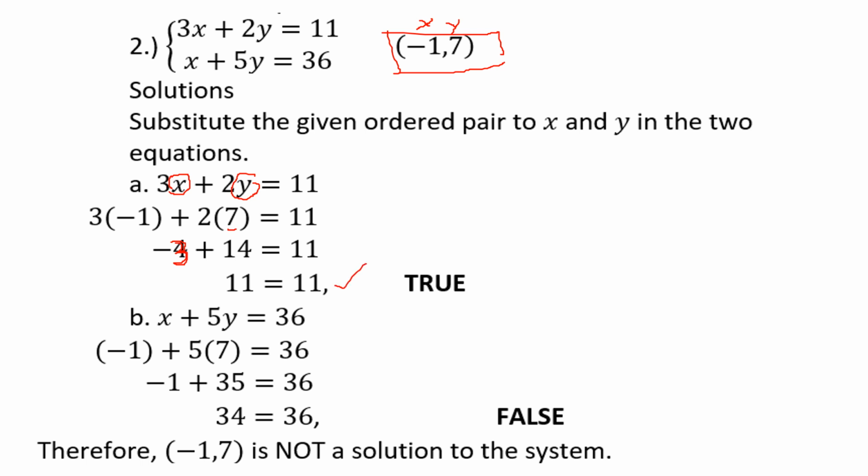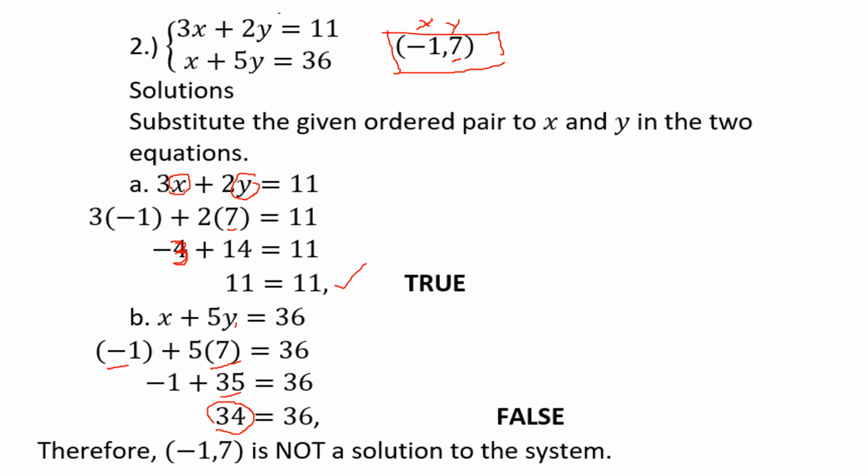Next, letter B, let's substitute the value of x, that is negative 1, plus 5 times the value of y, which is 7, equals 36. So, negative 1 plus 5 times 7, that is 35, equals 36. Negative 1 plus 35 is positive 34. So, 34 is equal to 36, which is false.